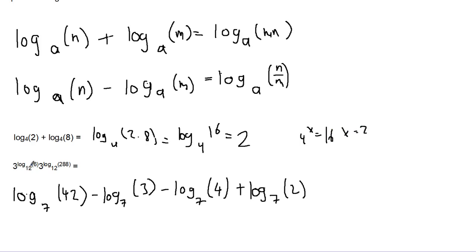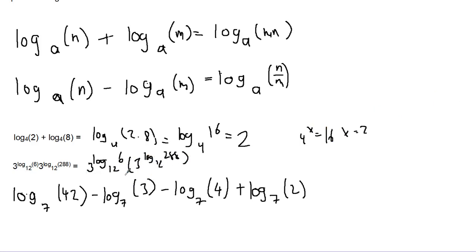Now, 3 to the power of log base 12 of 6 times 3 to the power of log base 12 of 288. This might be a little confusing. It's not 3 times log base 12, it's 3 to the power of log base 12 of 6, times 3 to the power of log base 12 of 288.